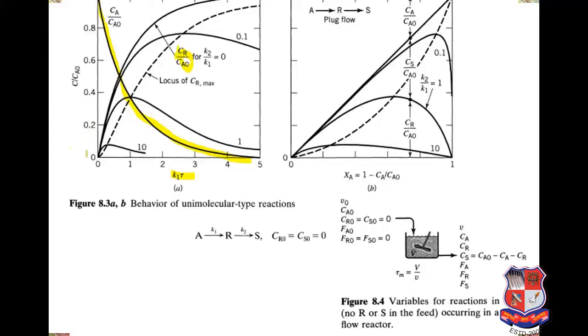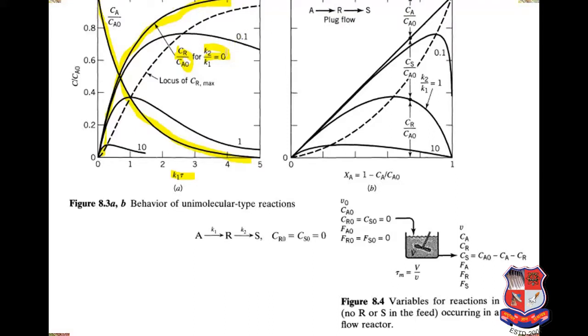But what you can see here, in this particular graph, is only for K2 by K1 equal to 0. What does it mean? Where K2 is equal to 0, K1 will be any number. K2 equal to 0 means the second reaction is not taking place at all. That means only the single reaction A gives R, and only formation of R occurs, and that's why you can see that the concentration of R is not decreasing after some time.